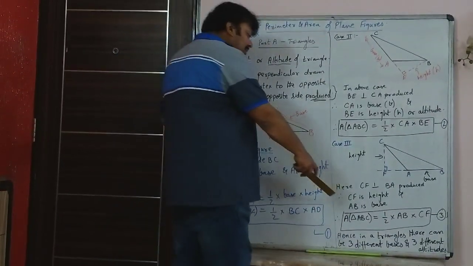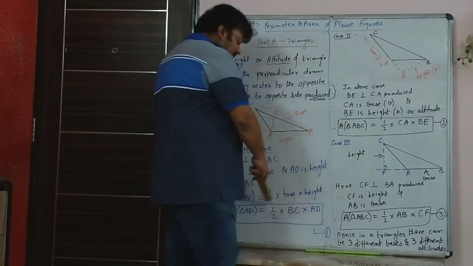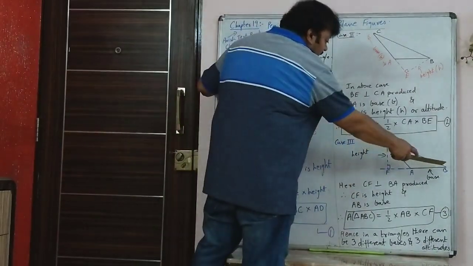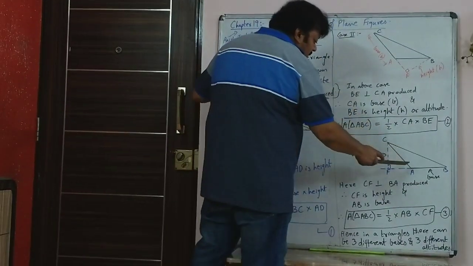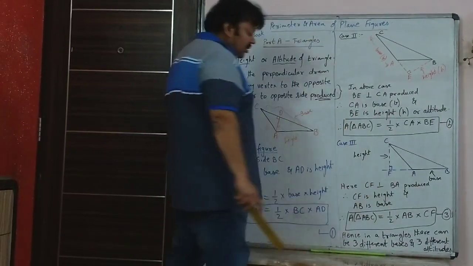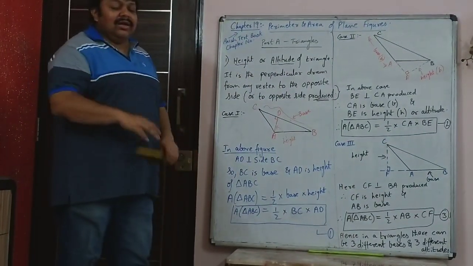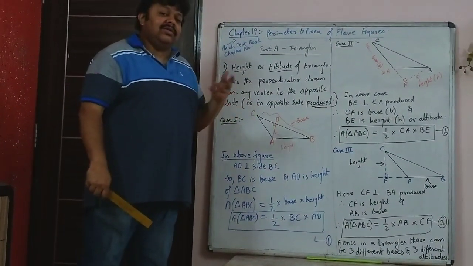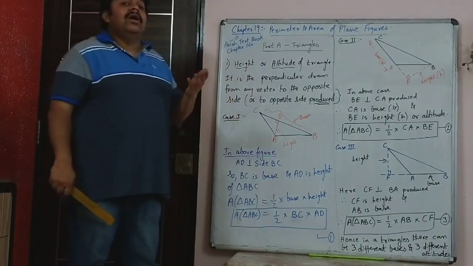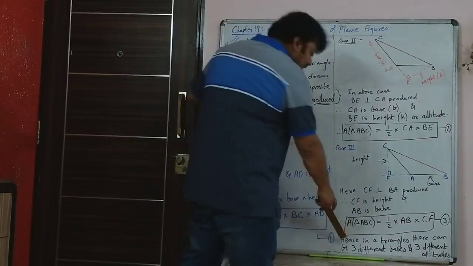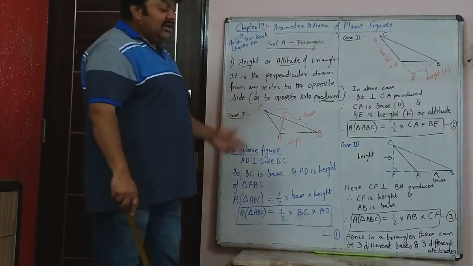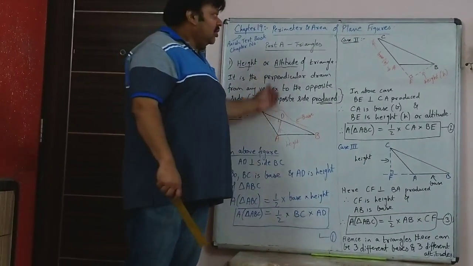So we can say that the same area of the same triangle, which let's assume is 100 centimeters squared, is also half AB into CF, which is the height, half base into height. So a triangle can have three different sides as the three different bases, and corresponding to that, three different altitudes. Hence in a triangle there can be three different bases and three different altitudes. So this is the first part.